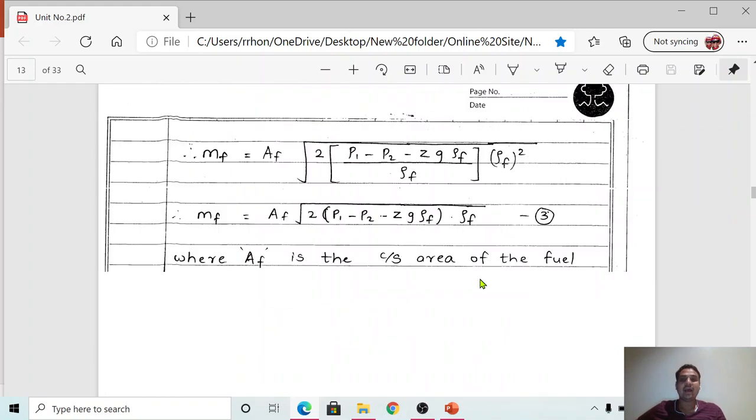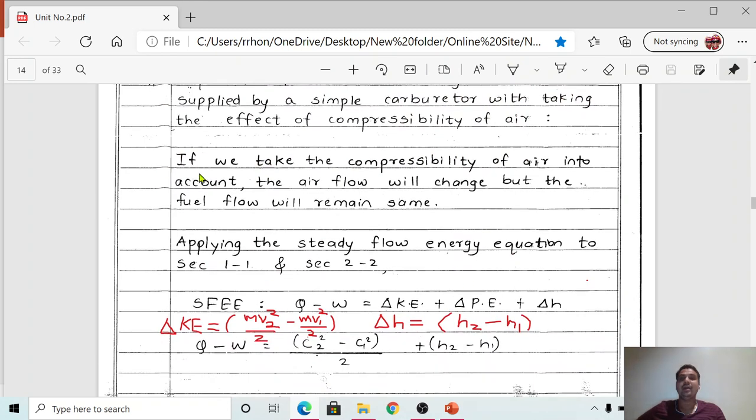Now we start to see the derivation part. That diagram is also part of this derivation. If we take the compressibility of air into account, the air flow will change, but the fuel flow will remain the same. This statement is again very important. At section 1-1 in that diagram the air enters, and at section 2-2, the throat section, the air will get compressed. In this derivation we are considering the compressibility of air, which means there will always be a change in the air equation. So the air flow will change, but the flow of fuel will remain the same.